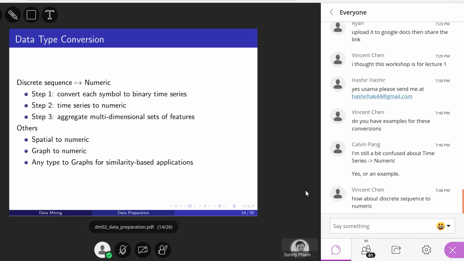So let's just say you have a sequence ABC, ABC, for example. And you have to convert that into something numeric. What you can do then is that, first of all, let's just say you have 3 symbols ABC. So you know that. Is there any way that I can actually write or draw?